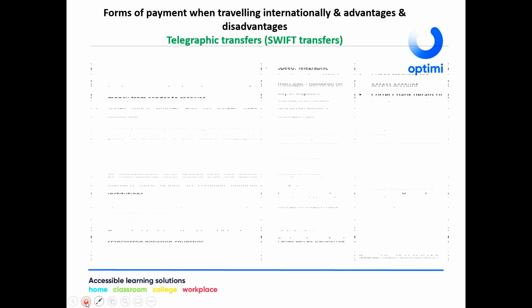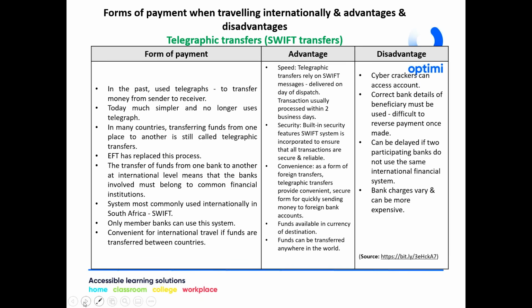The next form of payment that we're going to look at is the telegraphic transfer. So what are telegraphic transfers? In the past, they used telegraphs to transfer the money from the sender to the receiver, but today it's much simpler, and they no longer use the telegraph. In many countries, transferring funds from one place to another is still called the telegraphic transfer, or then the SWIFT transfer, as we are more familiar with. And then the EFT has replaced this process. So it's more of an older usage, but EFT is now more the modern use of the telegraphic transfer.